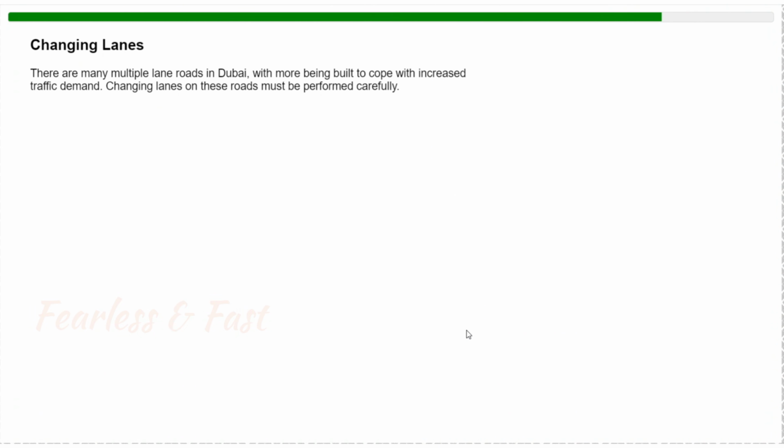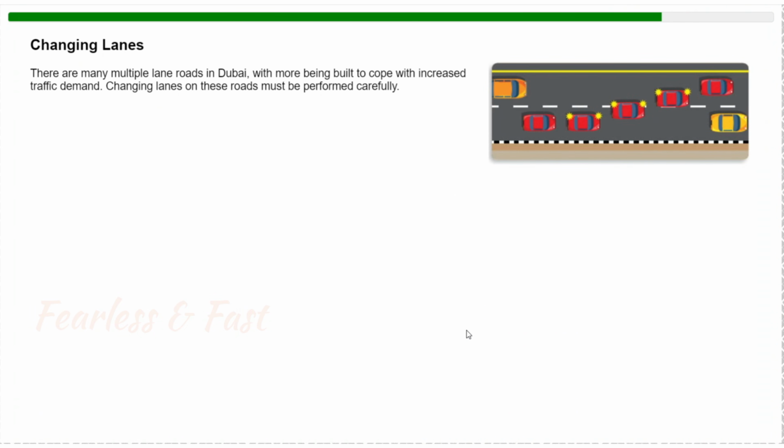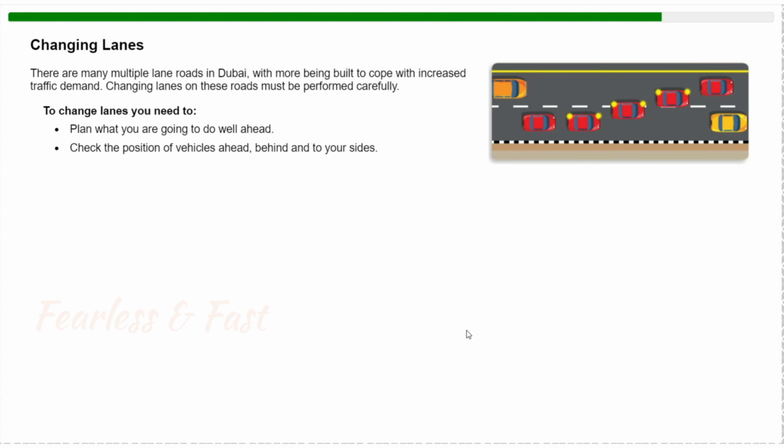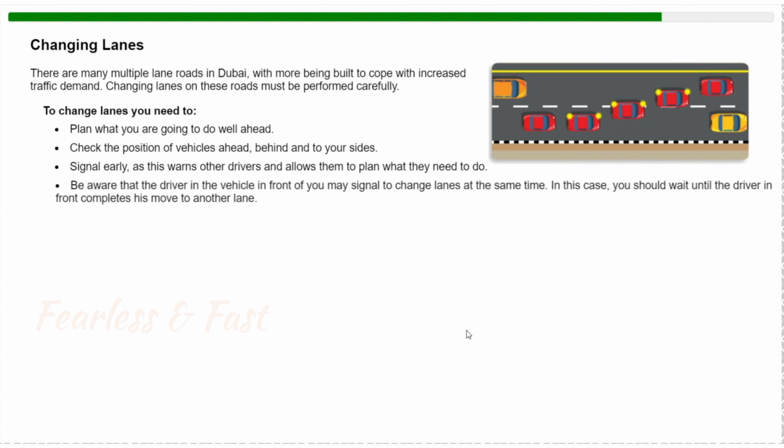Changing lanes. There are many multiple lane roads in Dubai, with more being built to cope with increased traffic demand. Changing lanes on these roads must be performed carefully. To change lanes you need to plan what you are going to do well ahead. Check the position of vehicles ahead, behind and to your sides. Signal early, as this warns other drivers and allows them to plan what they need to do.